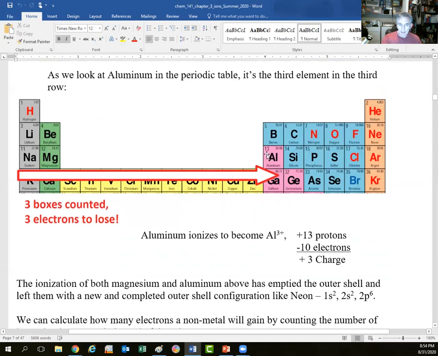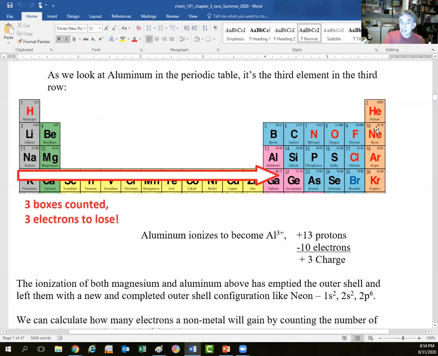Similarly, when we look at aluminium, or aluminum for our American friends, it's the third element in the third row. It's got 1, 2, 3 electrons in its third shell. It's a metal. It's going to bond to a non-metal. We don't necessarily know which non-metal it's going to bond to. We don't really care at this point because we know that the metal always loses. It's losing 1, 2, 3 electrons to empty its shell. So moving 1, 2, 3 boxes back for an electron configuration like neon again.